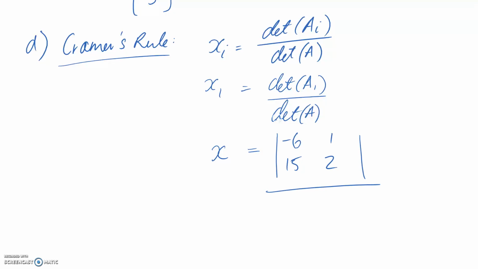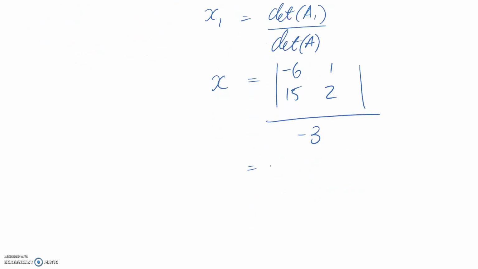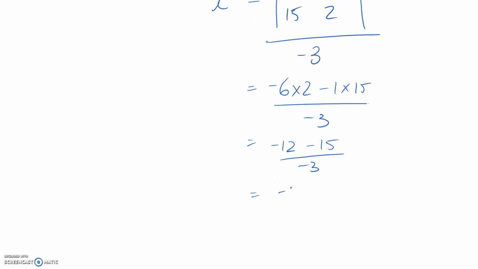Okay, and then the determinant of A, that's something that we had already found before, so we may as well recycle it. Previously we said it was equal to negative 3. So now all we need to do is evaluate this determinant. So it's negative 6 by 2 minus 1 by 15, all divided by negative 3. So simplifying, we get negative 12 minus 15 over negative 3. This is going to become negative 27 over negative 3. And then that simplifies to be just 9 on its own.